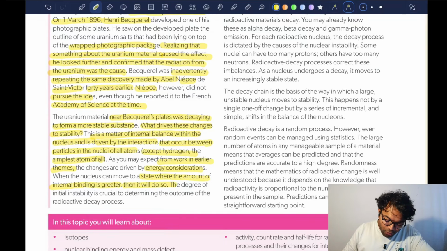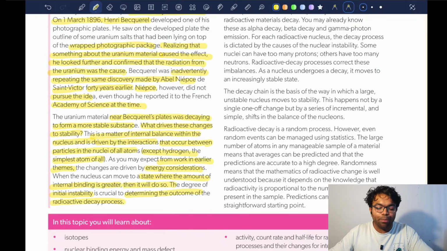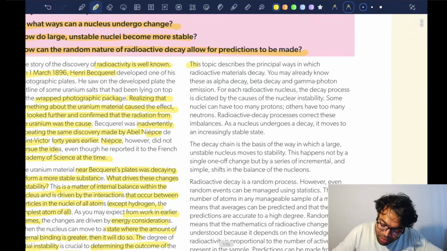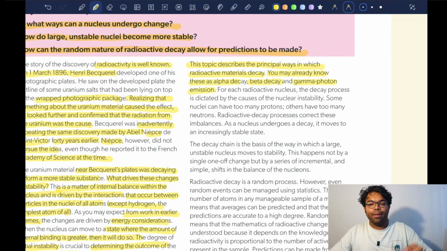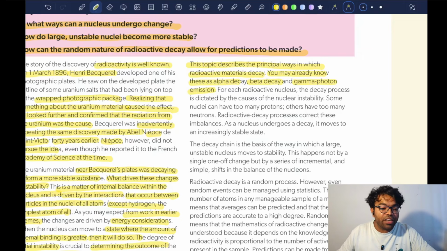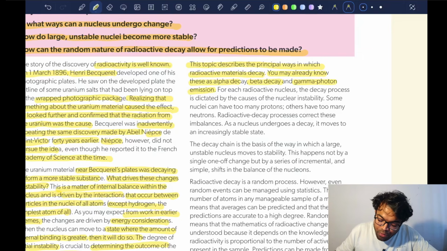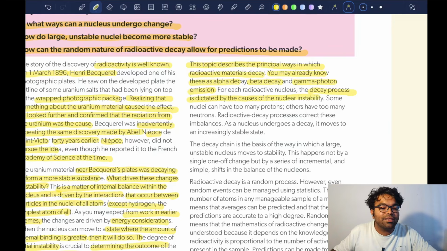The degree of internal stability is crucial to determine the outcome of the radioactive decay process. This topic describes the principal ways in which radioactive materials decay. You may already know these as alpha decay, beta decay, or gamma photon emission. Alpha and beta are particles coming out of the nucleus of an atom, whereas gamma is pure radiation, pure photon. That is why it is more dangerous. For every radioactive nucleus, the decay process is dictated by the cause of nuclear instability.